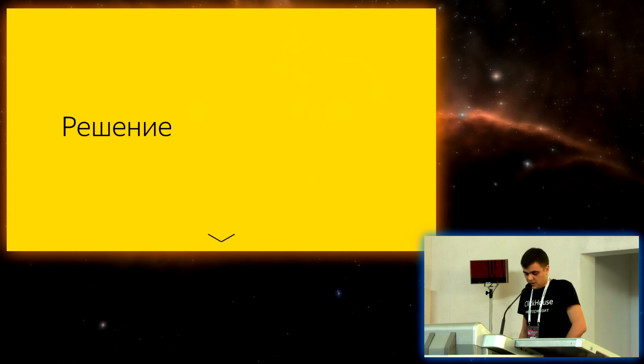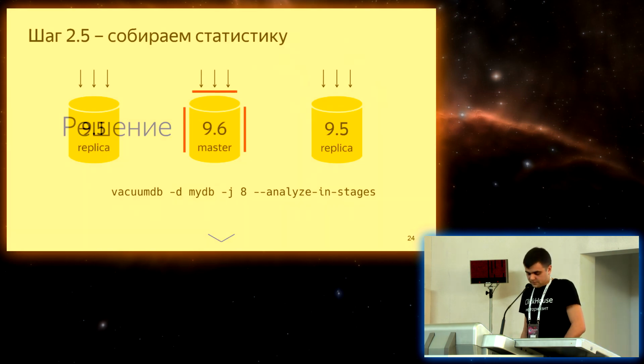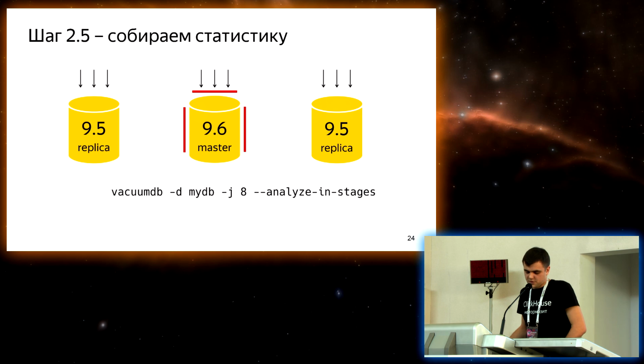So what did we do? How did we try to manage this? We used this trick. Step 2.5. After we updated the master, we started gathering statistics on the master, right away with vacuumdb. As many streams as you want, as many cores as you want, but basically it doesn't matter much.